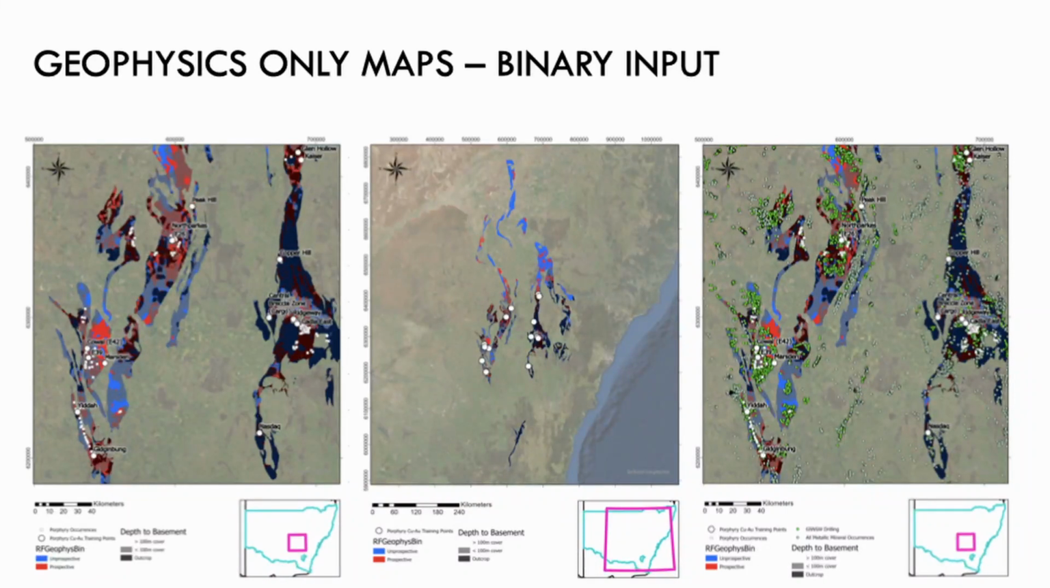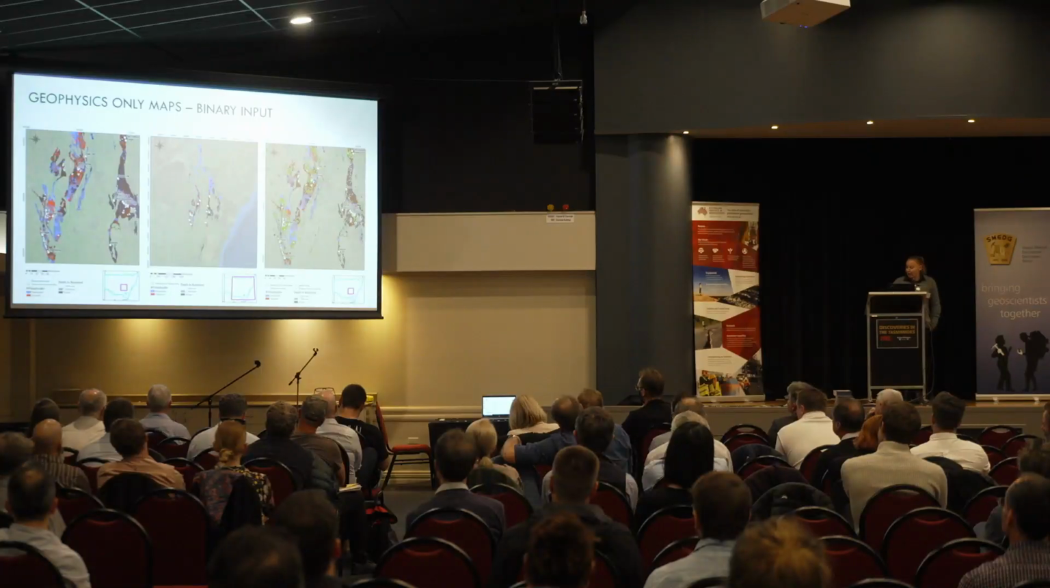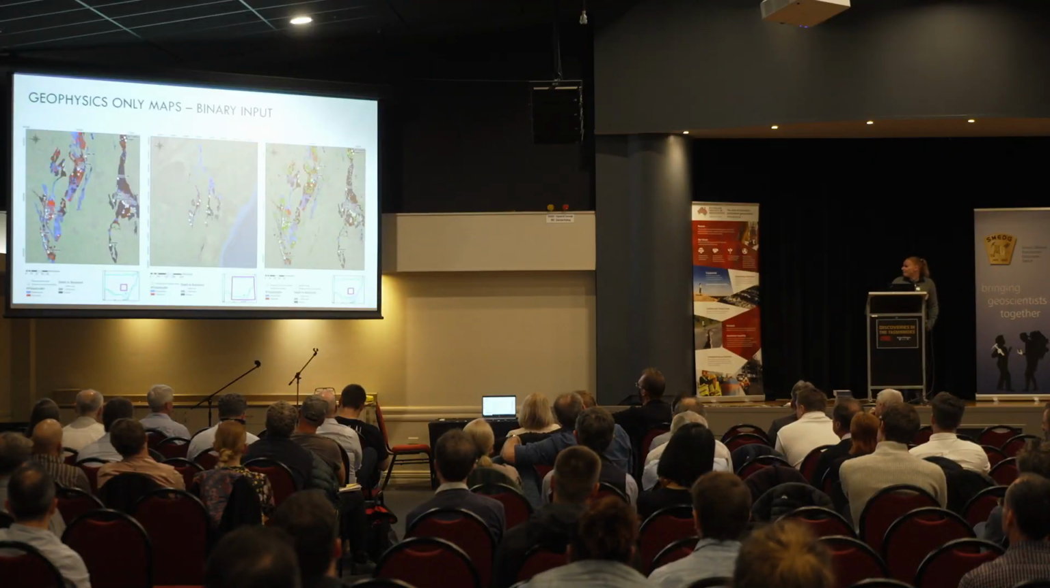If I plot up on just over here, the green dots are the location of the drill collars from MinView, and the smaller white dots are the location of all the metallic mineral occurrences. So we can see there's actually some red area or some prospective area interpreted to be undercover within the Macquarie Arc, where there appears to be very little exploration history. I'm not sure of the reason for that, but that's come up as it is.